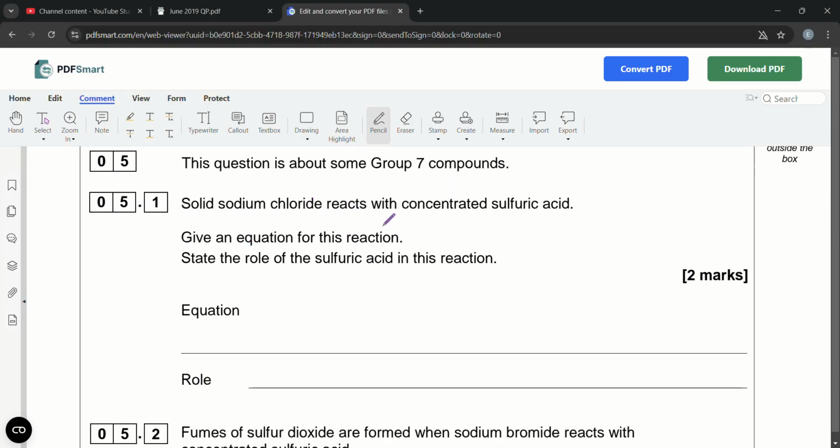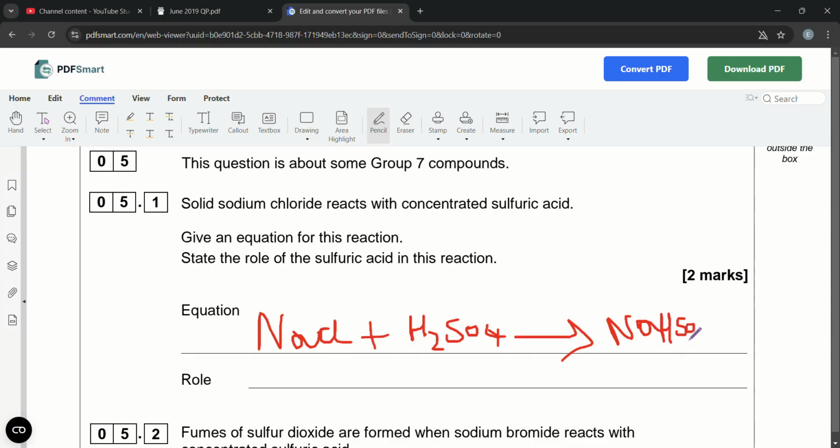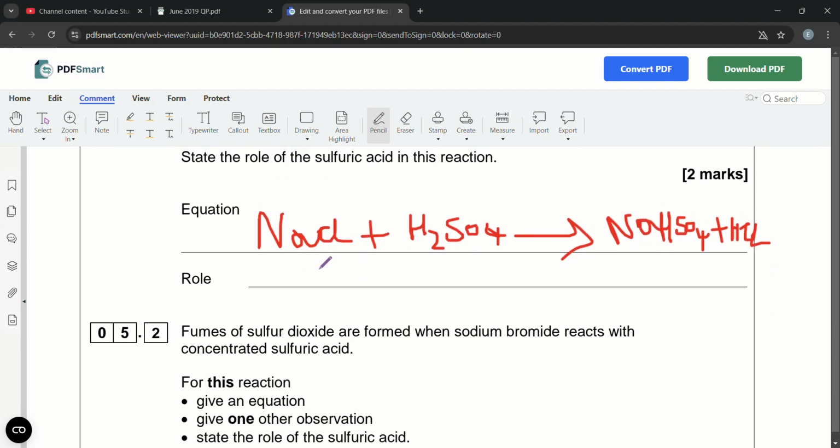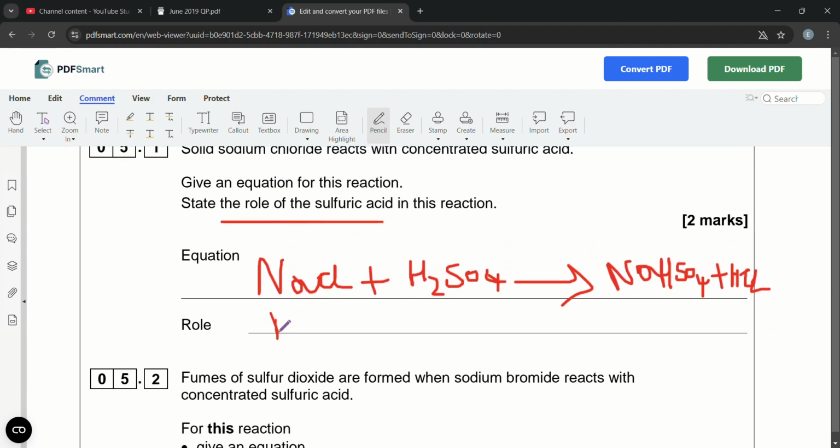Group 7 compounds, give an equation for this. So it's just going to be solid sodium chloride, NaCl, plus H2SO4, arrow, NaHSO4 plus HCl. NaCl plus H2SO4 arrow NaHSO4 plus HCl. And the role of sulfuric acid in this reaction is a proton donor.